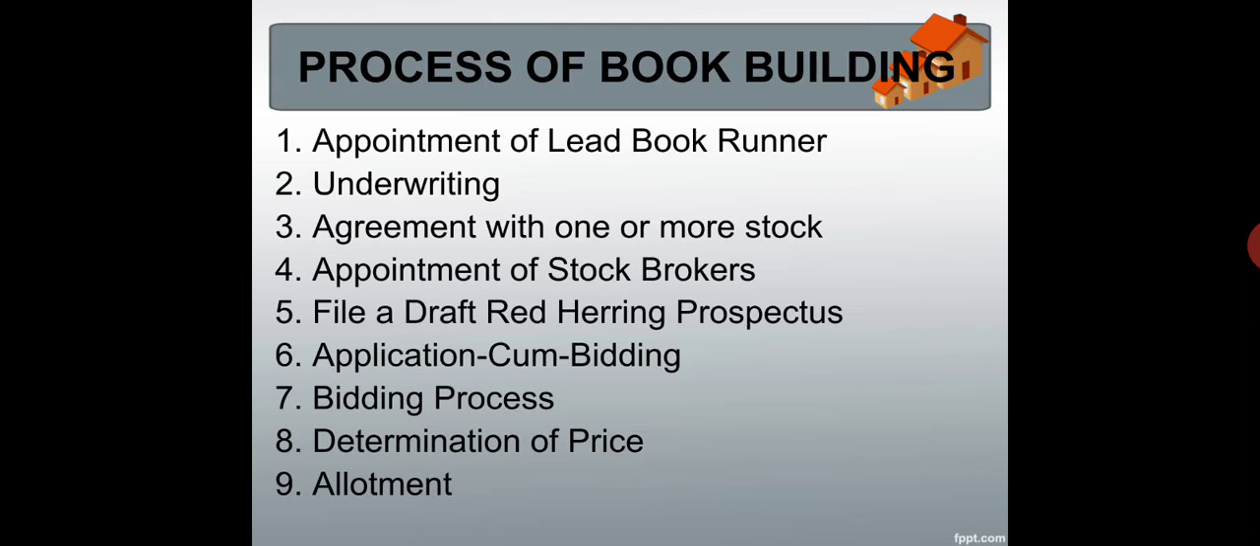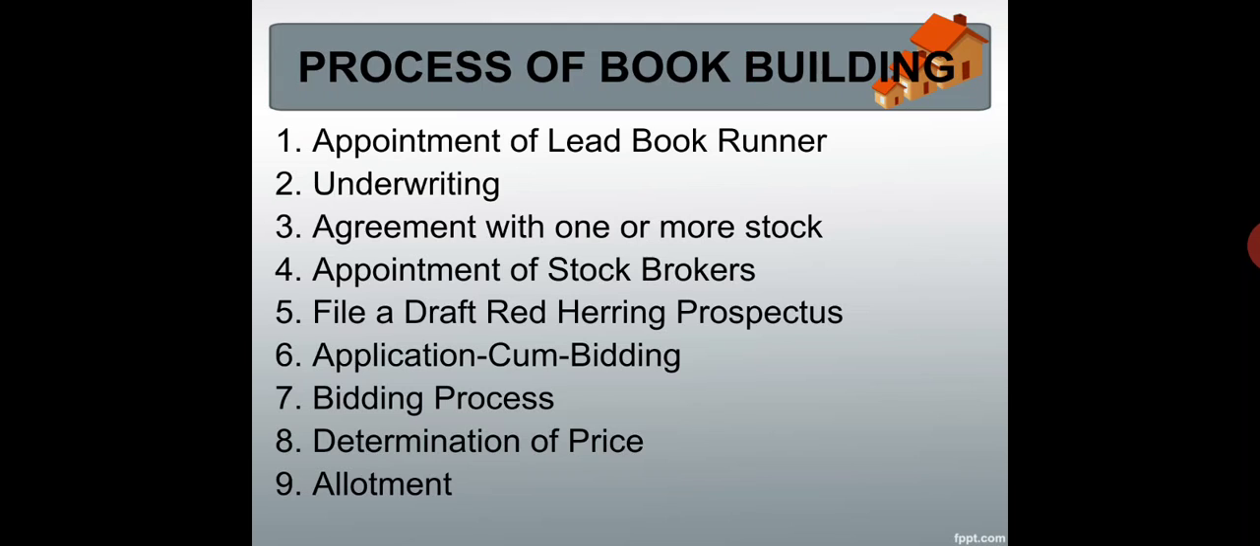Seventh one, bidding process. Now the bidding process starts. As we already discussed, there are two different types of price range. The cap price is there, the floor price is there. Now here the investor gets the benefit if they select the maximum price which is near to the cap price.